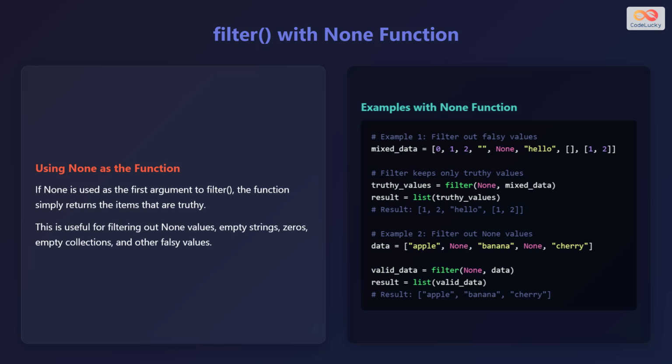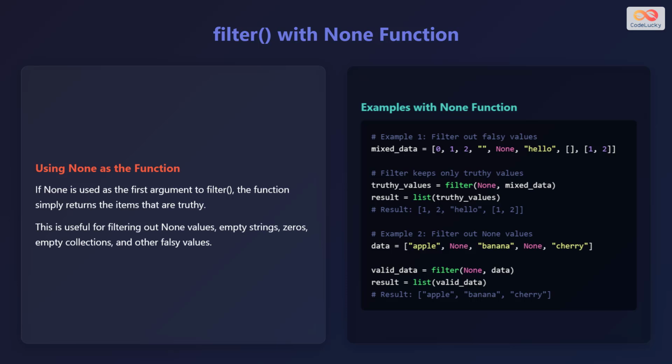One interesting use case of the filter function is when you pass None as the function. If None is used as the first argument to filter, the function simply returns the items that are truthy. This is useful for filtering out None values, empty strings, zeros, empty collections, and other falsy values.